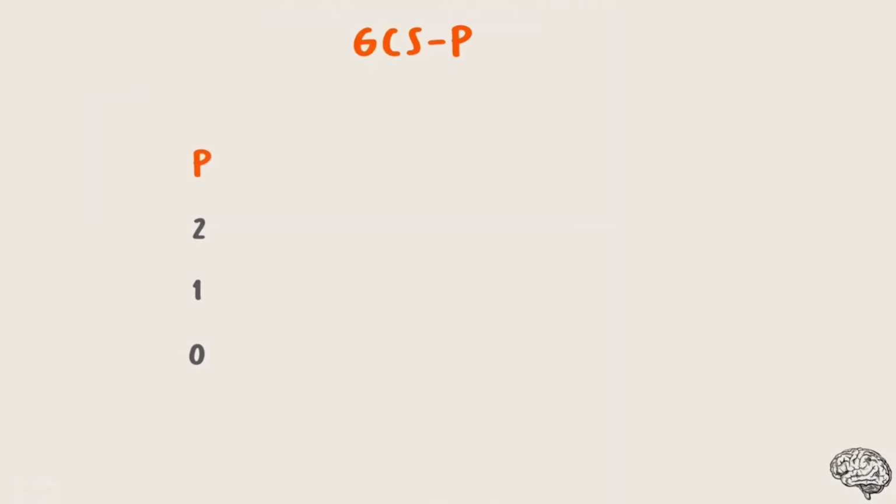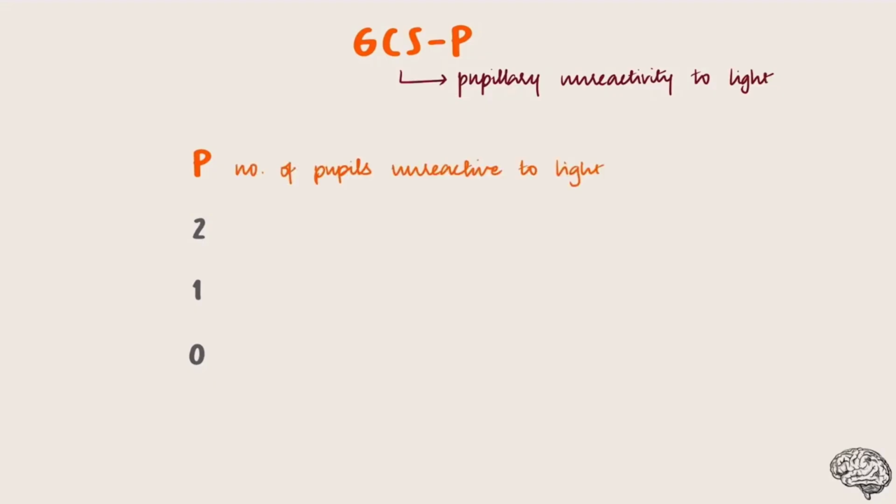A modification to the GCS is the GCS-P score, where P is the pupillary unreactivity to light. Please note that I have said pupillary unreactivity to light. So P here basically stands for the number of pupils that are not going to react to light. The number of pupils that are not reacting to light can be zero. So a score of zero is the lowest possible score on this particular aspect of it.